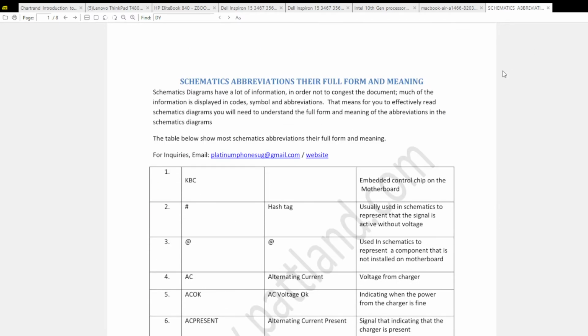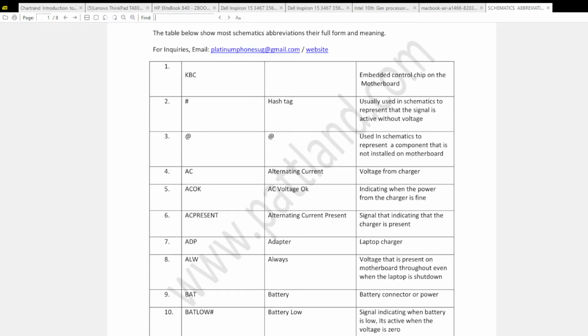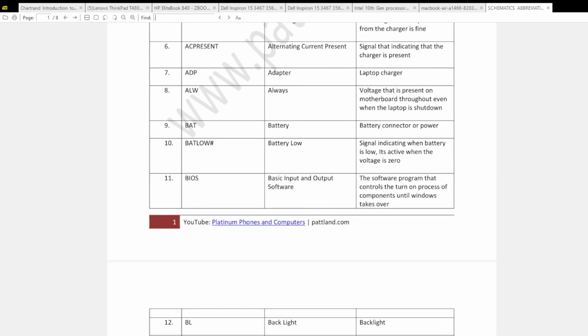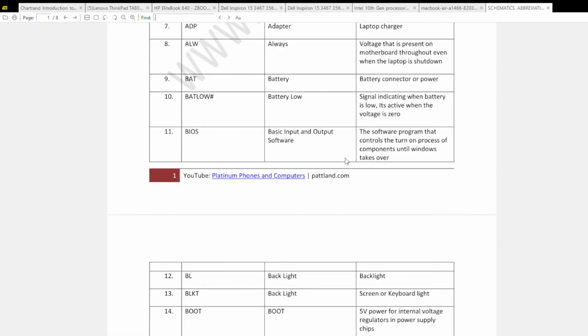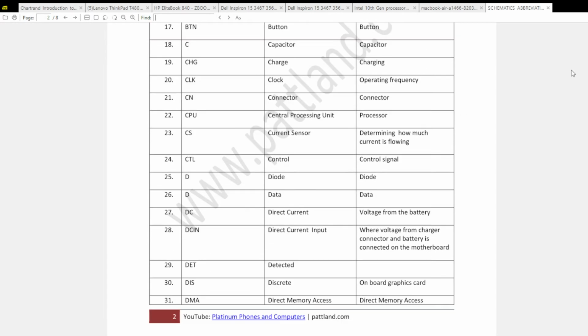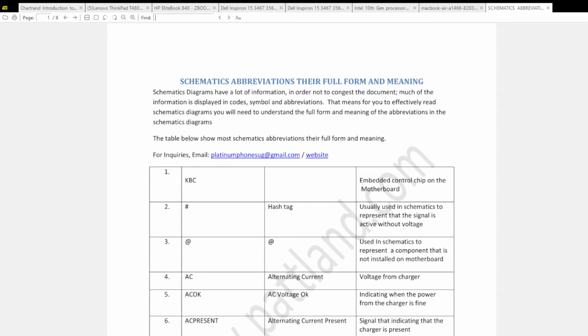You can go through them and read them, or you can search any signal that you have encountered in the schematics and you don't know what it means. Another thing is the signals are organized in alphabetical order. You see they start from A, B, C, D, so you can look for those signals using alphabetical order.